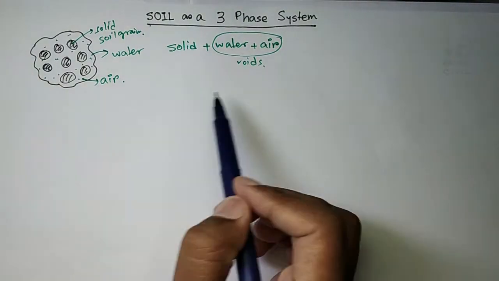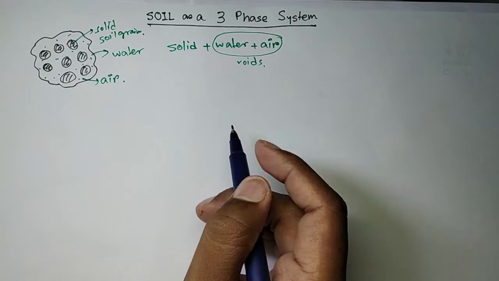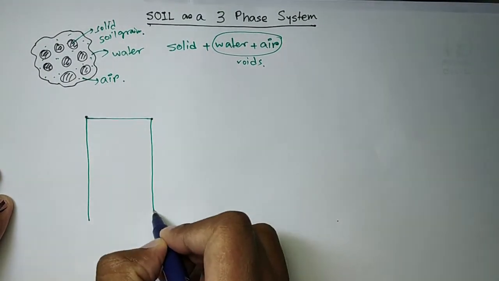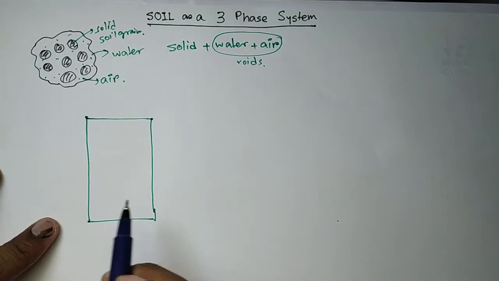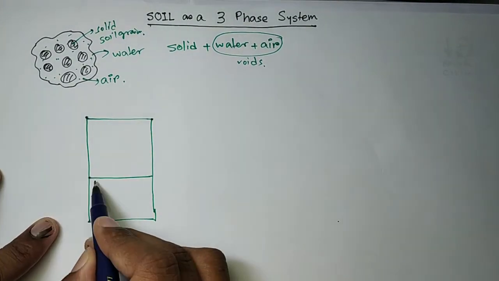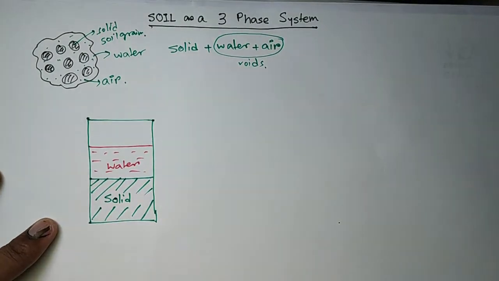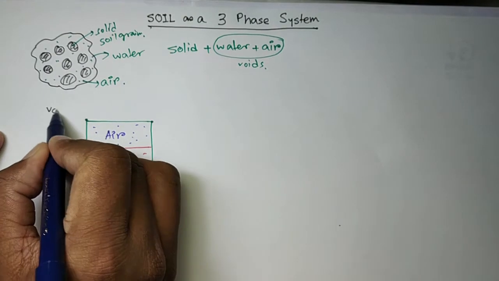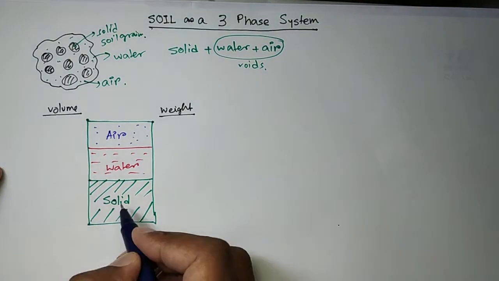To represent the soil as a three-phase system, we use a diagram called a phase diagram. Soil mass is represented as a rectangular shape. Inside this, some portion is solid, then there is water, and the rest part is air. In a phase diagram, on the left hand side we represent volume, and on the right hand side we represent weight. So this is the solid particles.